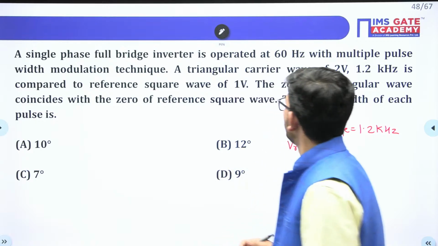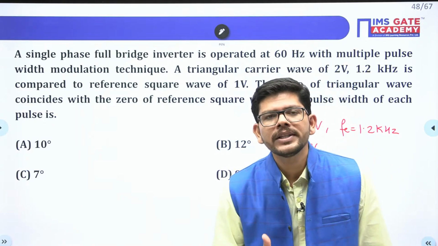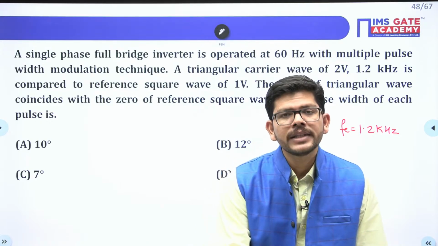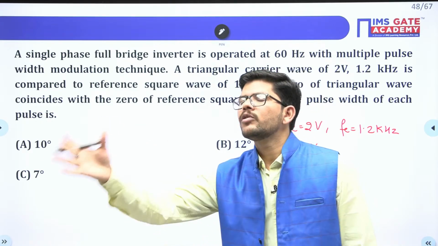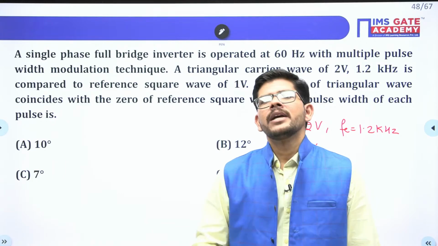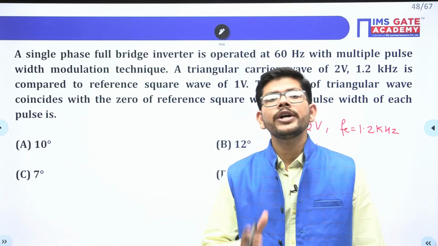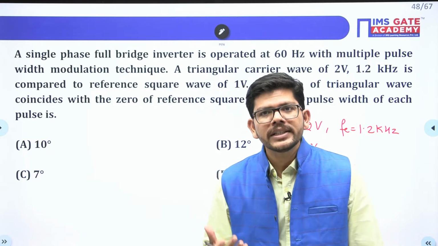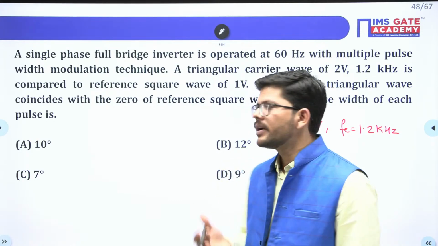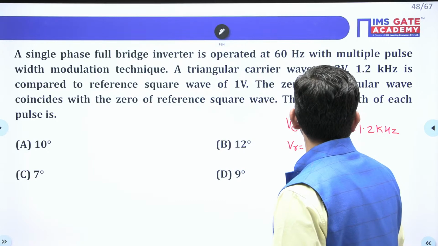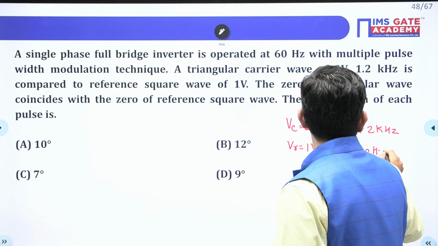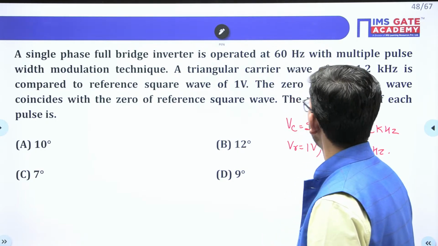Now, what will be the frequency of reference? I have told you the frequency of reference is going to decide the output frequency of the inverter. The carrier frequency is going to decide the switching frequency of the inverter. So, guys, what is the operating frequency of inverter? It is 60 Hertz here. So, the reference frequency will be 60 Hertz, isn't it? This is the data that we have.